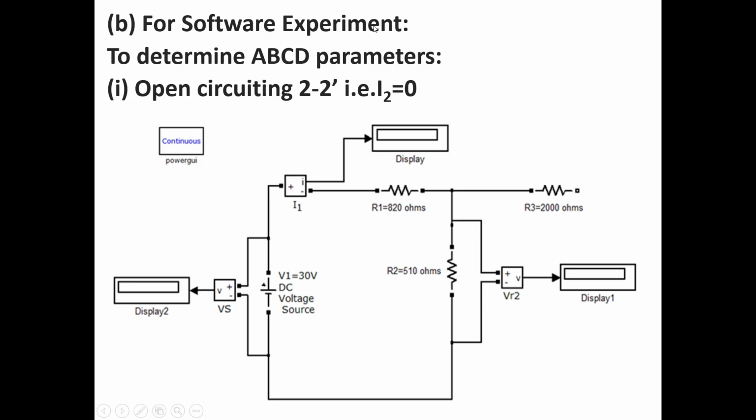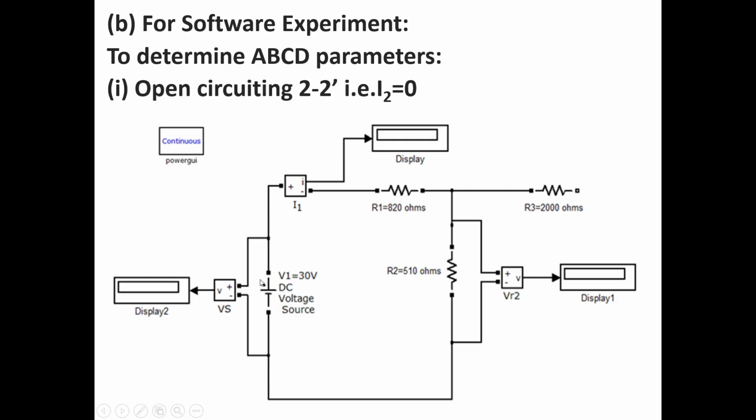So for doing the software experiment, similar to the hardware experiment, here also you will design the same circuits. Open circuit 2 dash to determine the ABCD parameters, that is I2 equal to 0. You can see R3, the 2000 ohms resistor, is open circuited, no element is connected across it. It is open, so no current will flow through this R3.